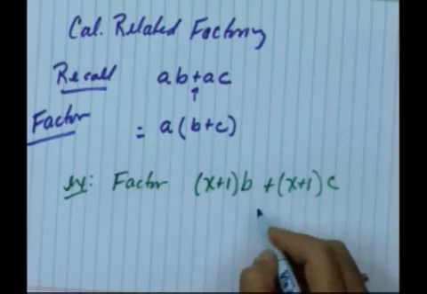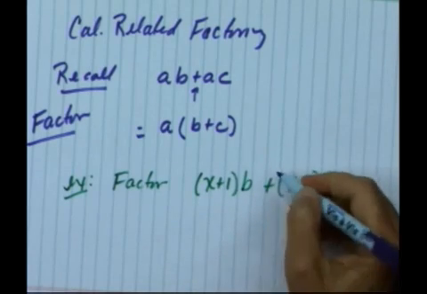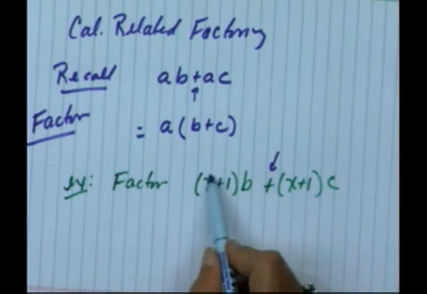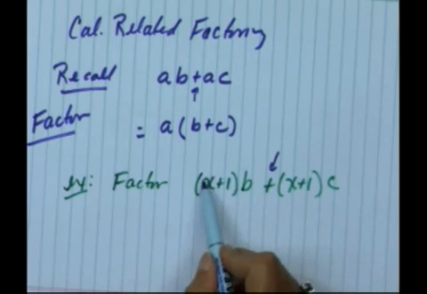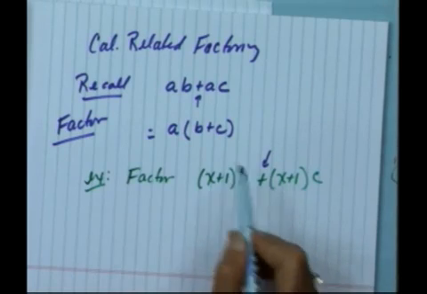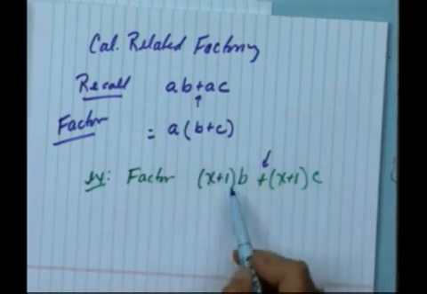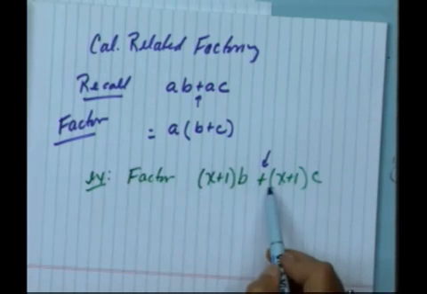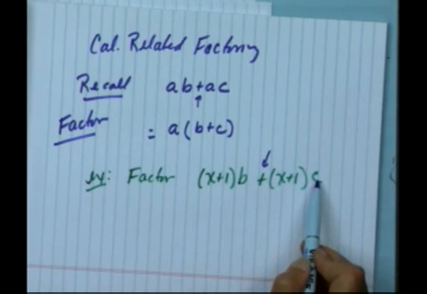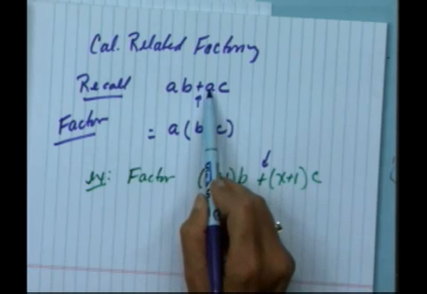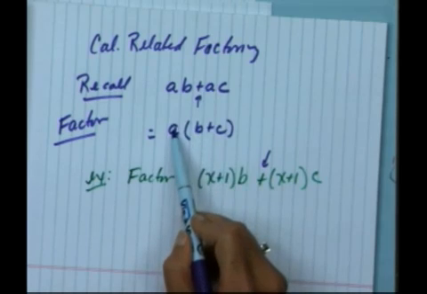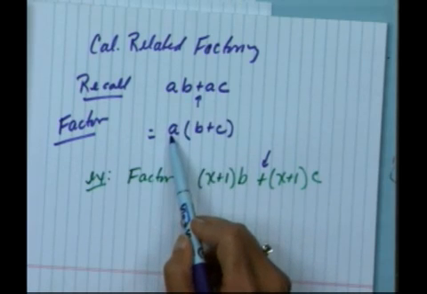Now notice that I have two terms because terms are separated by the plus. In the first term, I have two factors. One factor is x plus 1 and the other factor is b. Just like up here at a times b, I have two things multiplied. In the second term, I have two factors, x plus 1 and c. Just like up here, I had two factors, a and c. And when you factored it, you brought the common factor outside the parentheses.